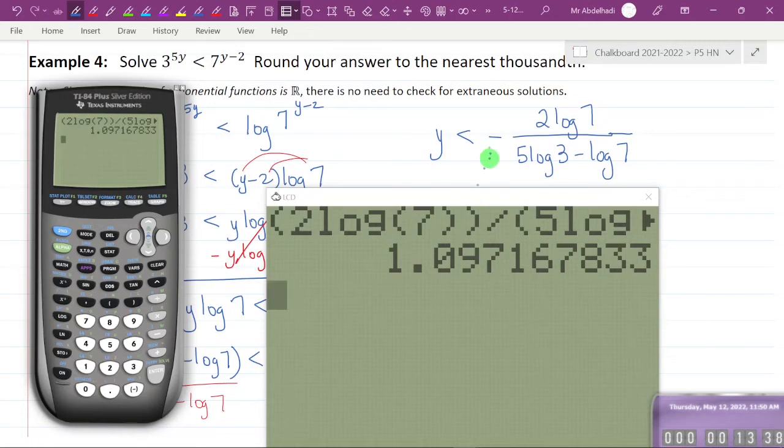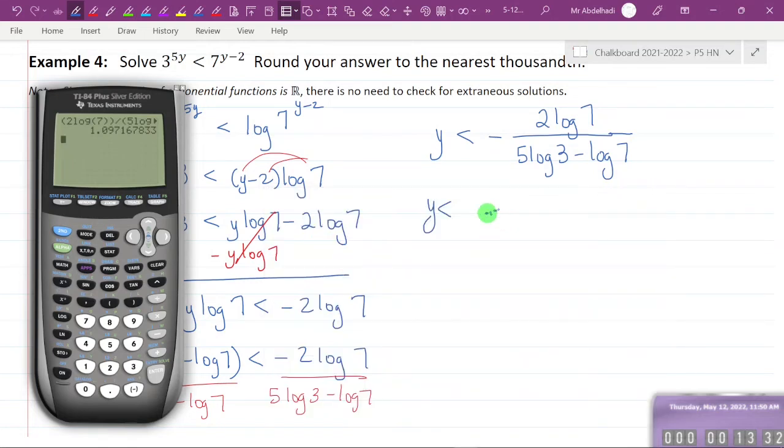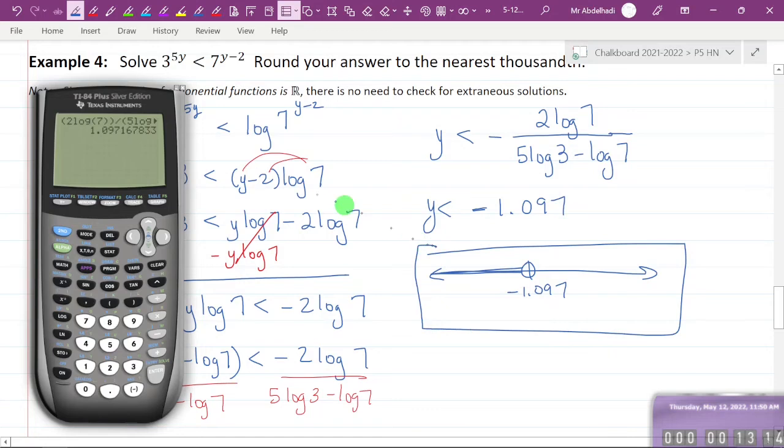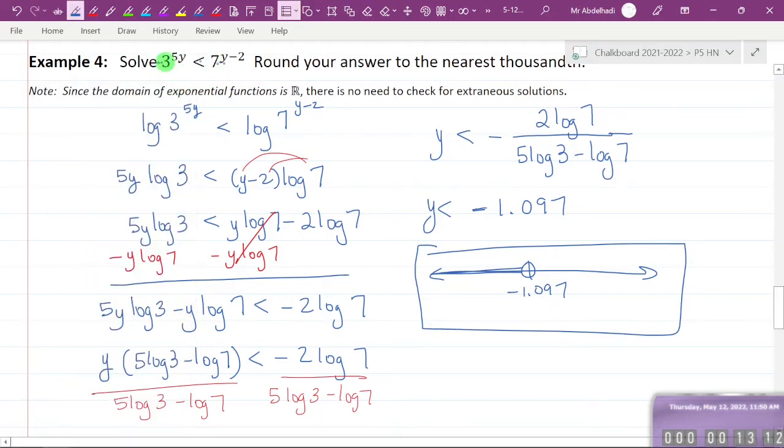1.097, but don't forget there's a negative there that I kind of left out in my calculations, so it's negative 1.097. So y is less than negative 1.097. That's my answer. My number line will simply be that number, open circle to the left. Do I need to do other number lines for domains? No, because the domain is all real numbers for any exponential, so I'm done.